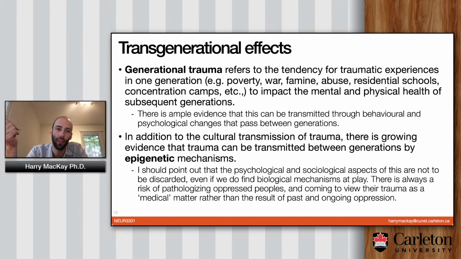Now, there's a concept called transgenerational effects. This ties in with the broader notion of generational trauma, which is the tendency for traumatic experiences in one generation, poverty, war, famine, abuse, exposure to residential schools, concentration camps, etc., to impact the mental and physical health of subsequent generations, even though they themselves were not directly exposed. So there's more than enough evidence that this is a real thing, and it can be transmitted through behavioral and psychological changes and cultural changes that pass through the generations.